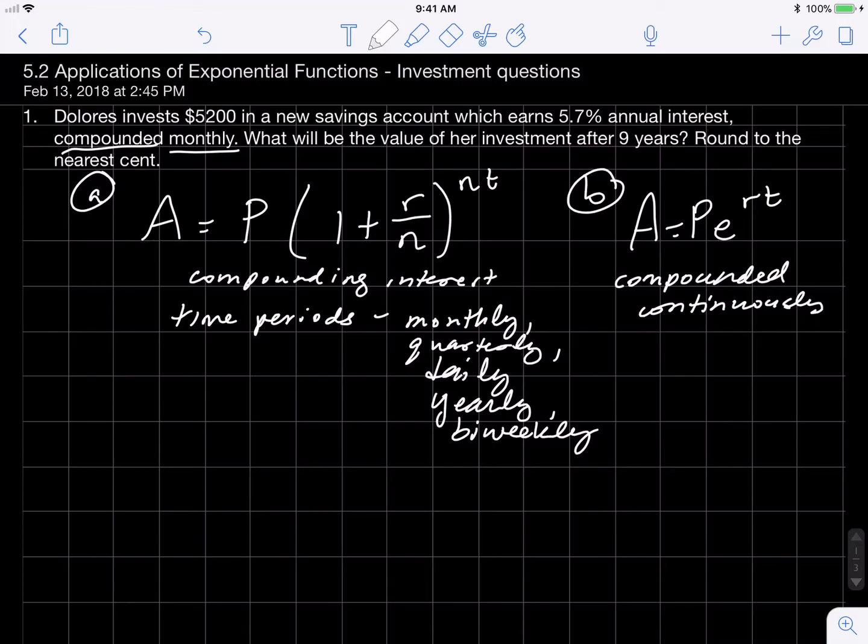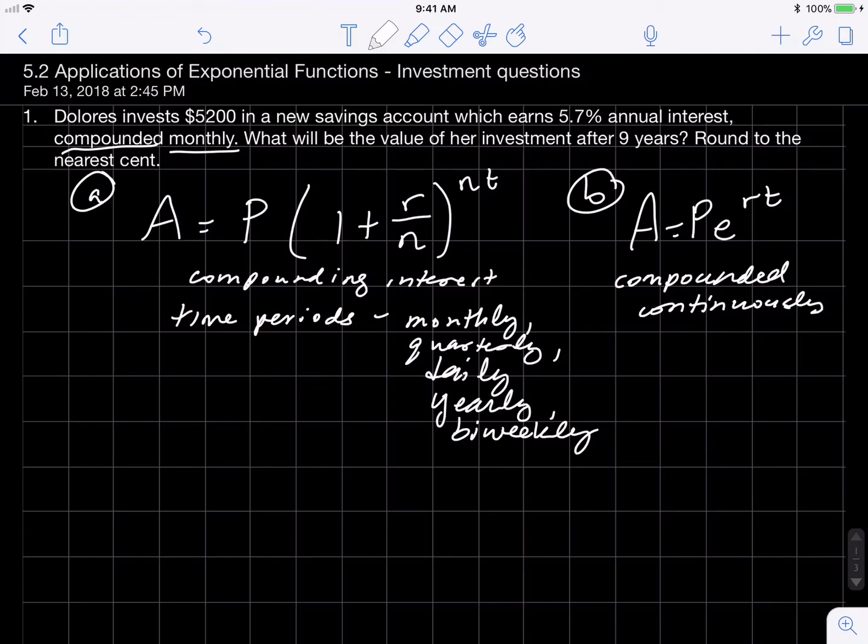So our first question says Dolores invests $5,200 in a new savings account, which earns 5.7% annual interest, compounded monthly. What will be the value of her investment after 9 years, rounding to the nearest cent? Notice that it said compounded monthly. That means we're going to use equation A.